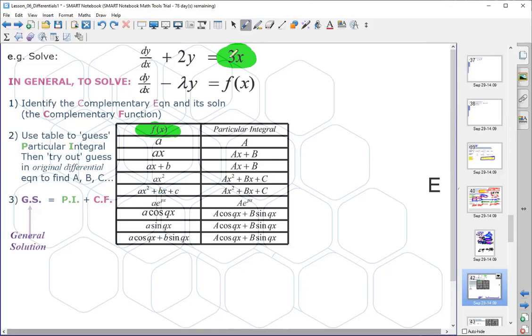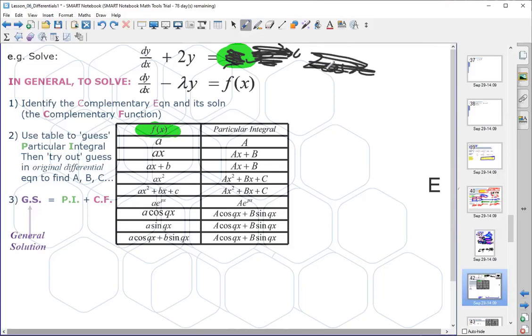If f(x) is an exponential, let's say it's 3e to the 2x, then your guess is going to be ae to the 2x. You're still going to use the 2x because that's going to stay the same, but you're going to put an a in front of there because it's not necessarily going to stay as a 3. If it isn't that, if it's 2 cos x, then your guess is going to be a cos x plus b sine x.